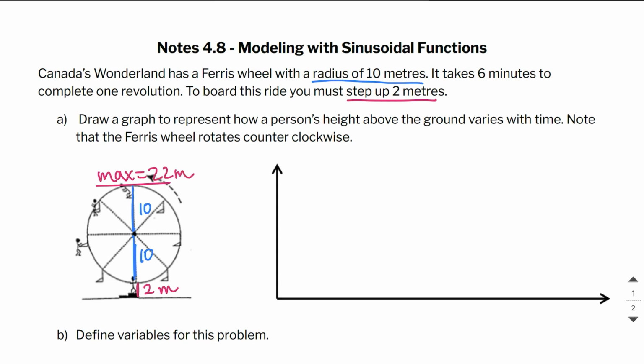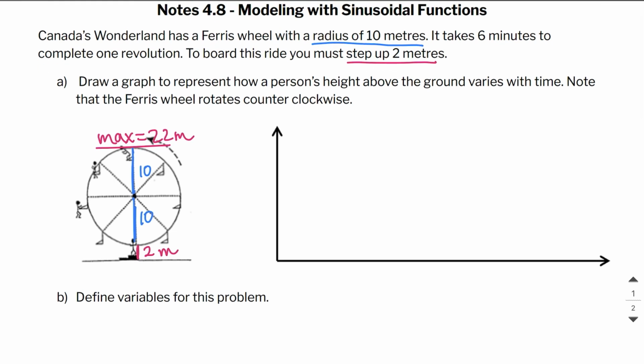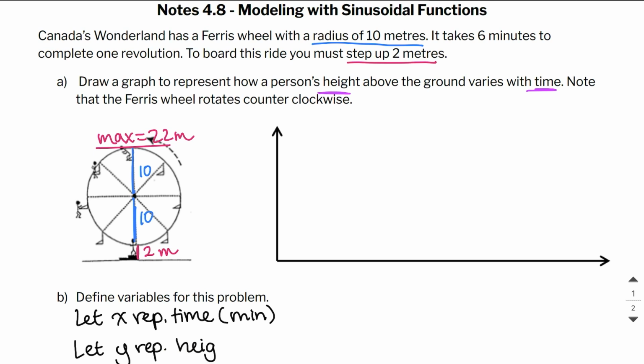Before we do our graph, I actually want to define variables for the problem. It says that we want to draw a graph to represent how a person's height above the ground varies with time. So the height depends on the time, which means that time is your independent variable. And because it's independent, it should be the x value. So we're going to say let x represent time. And this time is going to be in minutes because we know that it takes 6 minutes to complete one full revolution. And then we'll say let y represent the height in meters.